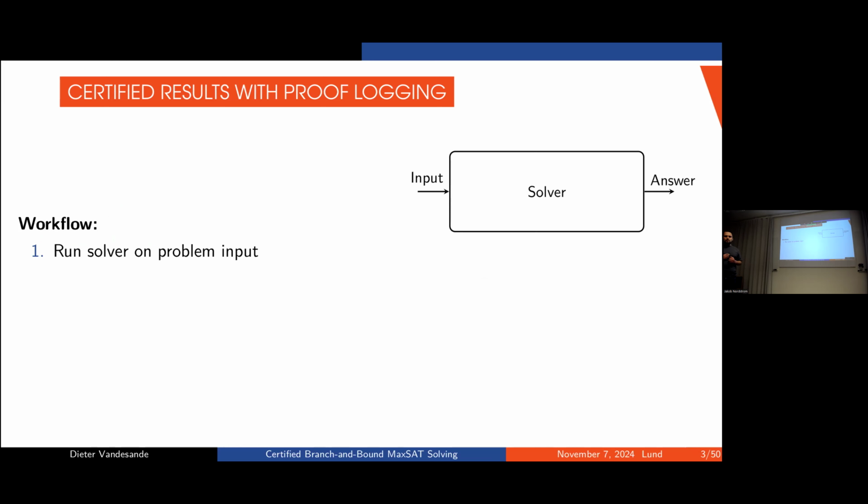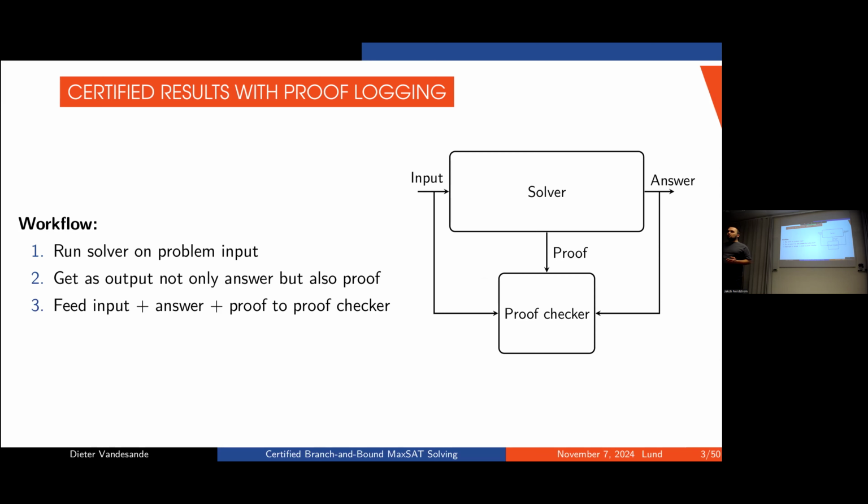So how does this now work? Well, you run a solver on an input problem, and it gives you an answer, but it also gives you a proof of correctness of this answer. And this you give to the proof checker, which goes over the proof line by line and checks if the proof indeed derives the answer for the given input.